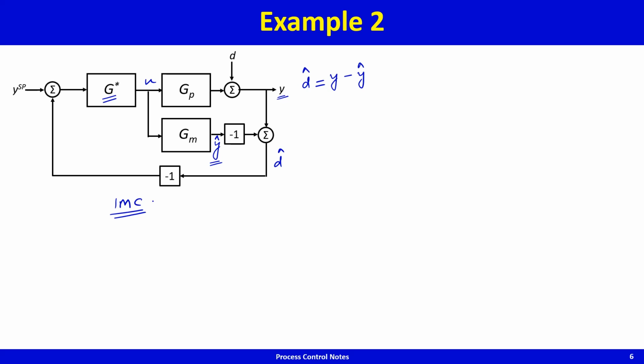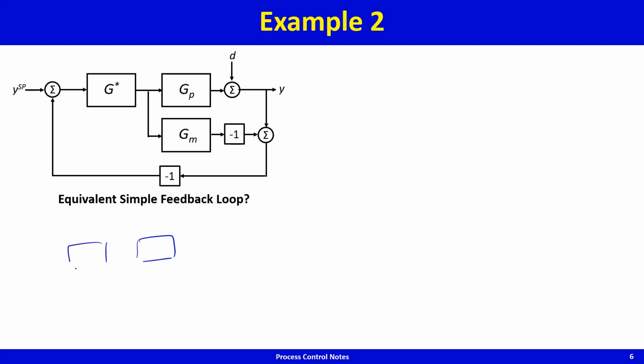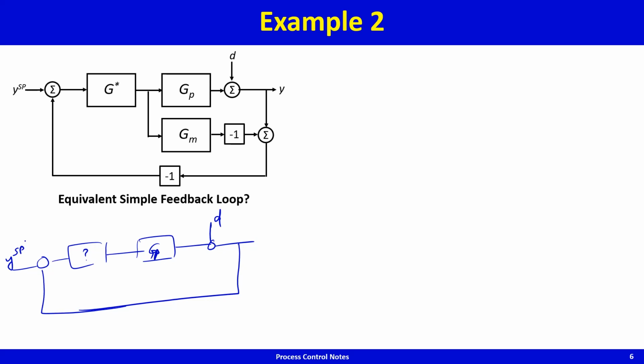Question is, simplify this block diagram into a conventional feedback loop. So what is the equivalent simple feedback loop? A simple feedback loop is, you got a bunch of transfer functions. GP will of course be there. Of course you cannot change the structure of the process, so the disturbance will also be there. This is a simple feedback loop. What should go in here? That's the question.